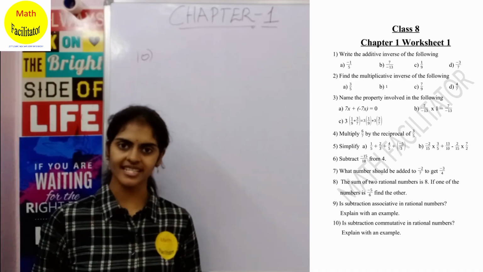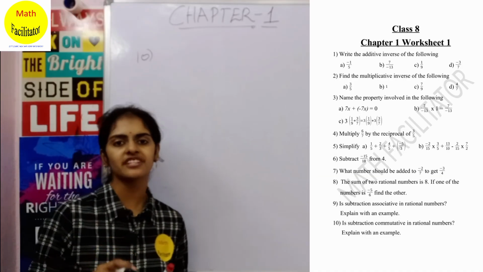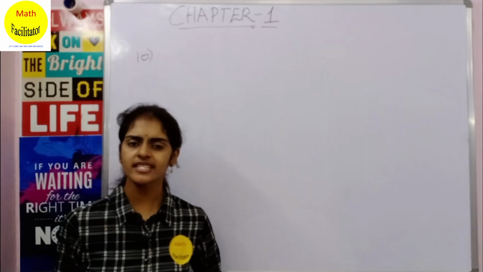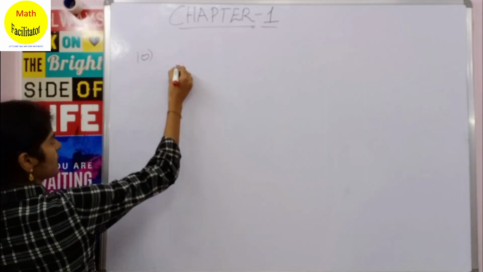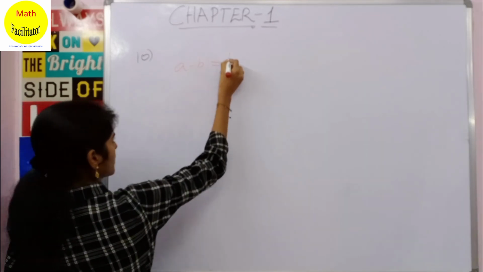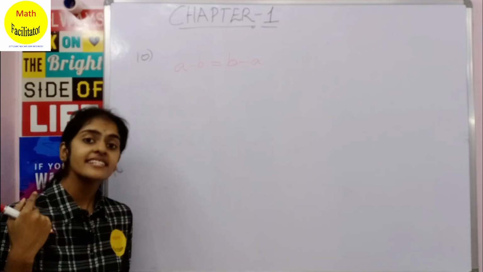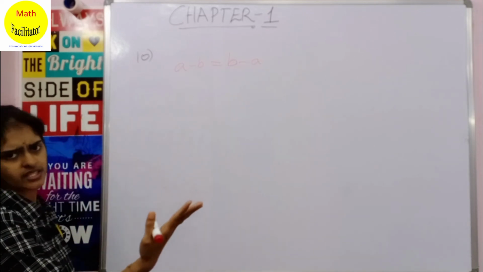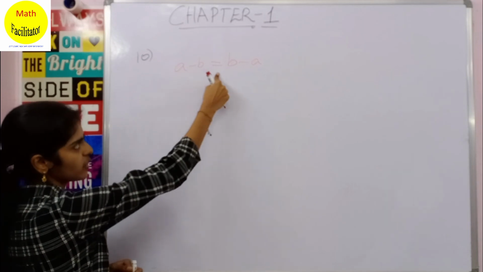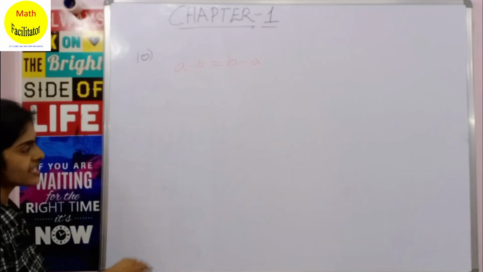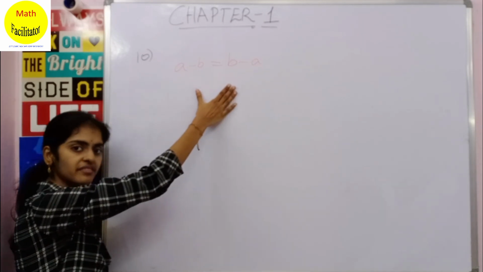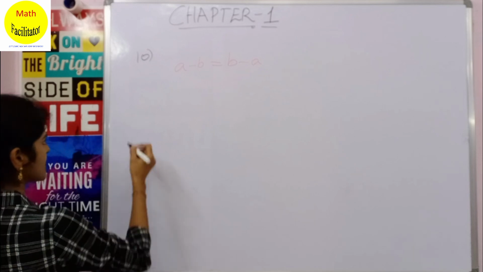Now the next question is, you have to check if subtraction is commutative for rational numbers or not. Okay, so what is the commutative property? It is nothing but a − b should be equal to b − a. So this is commutative property under subtraction. If it was addition, then you will write a + b equal to b + a. Now firstly we have to check whether this condition is satisfied for rational numbers or not. Let us take simple examples.